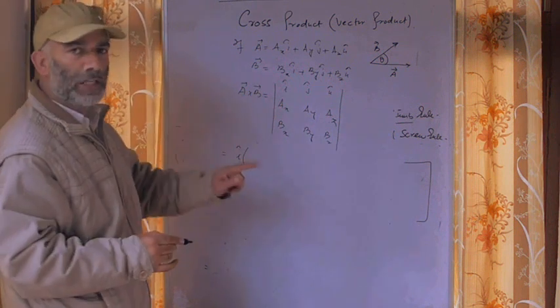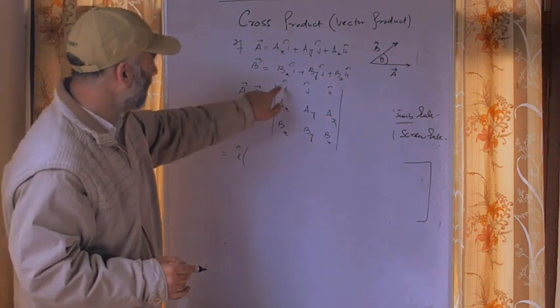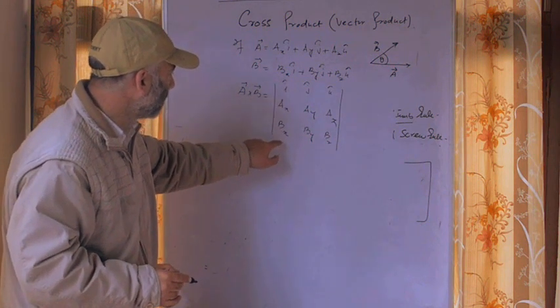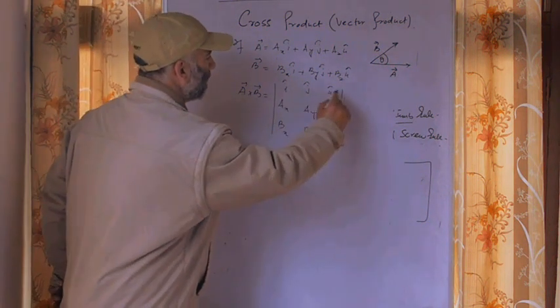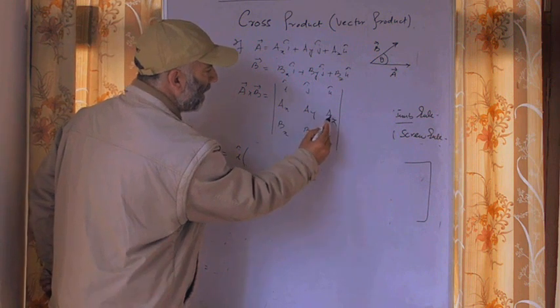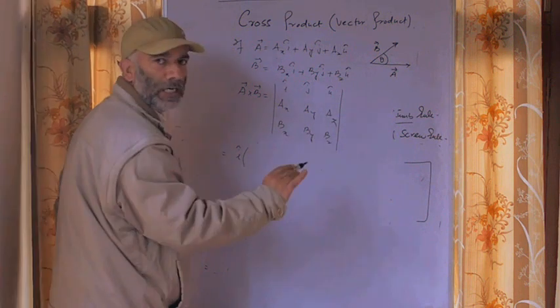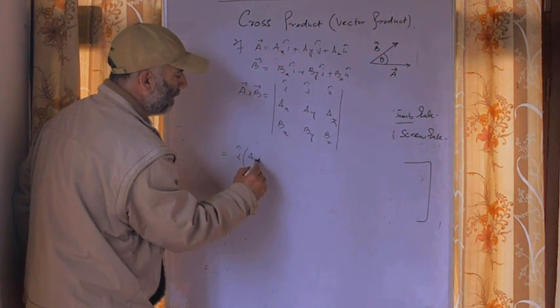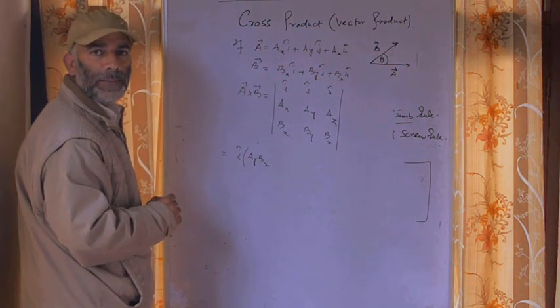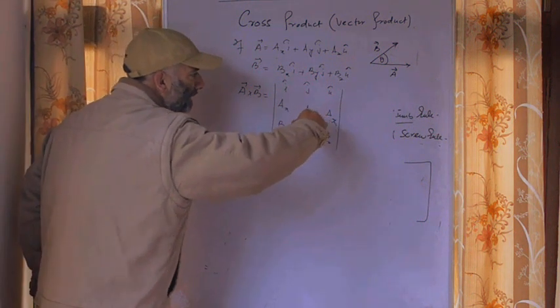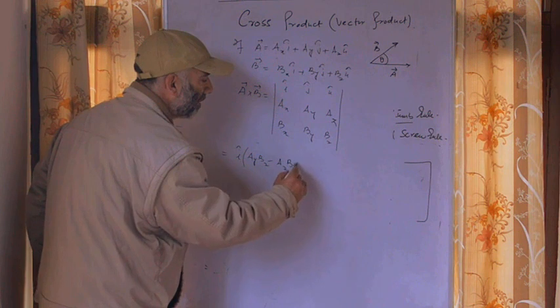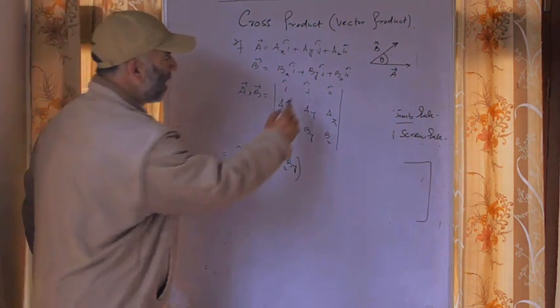Cancel the row and column in which i exists. i is in row number 1 and column number 1. What is remaining there? It is AY, AZ, BY, BZ. Cross multiply them. So it is AY BZ, along the left diagonal, minus the other diagonal, minus AZ BY. Then there is the second element.